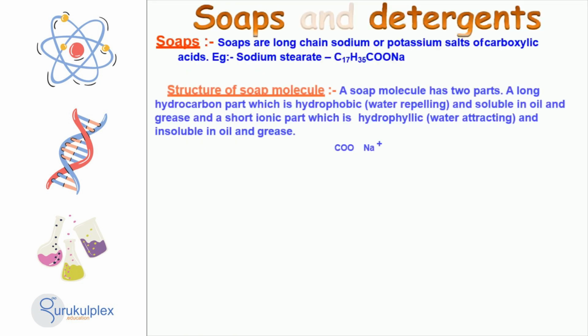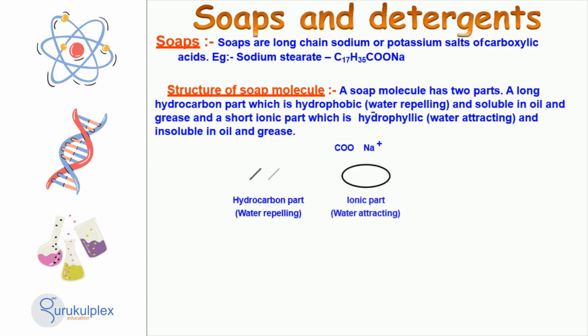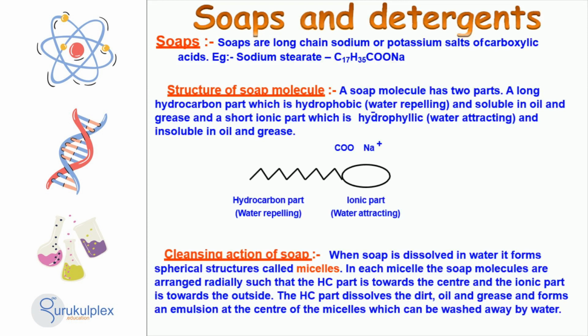When soap is added to water, the combination of its hydrophobic and hydrophilic components forms spherical structures called micelles. The hydrophobic part of the molecule, which is typically composed of long-chain carboxylic acids such as sodium stearate, C17H35COONa, is soluble in oil and grease, while the hydrophilic part is not. This results in the oil and grease being trapped in the micelle, creating an emulsion. The emulsion can then be washed away with water, taking the dirt and grease with it.